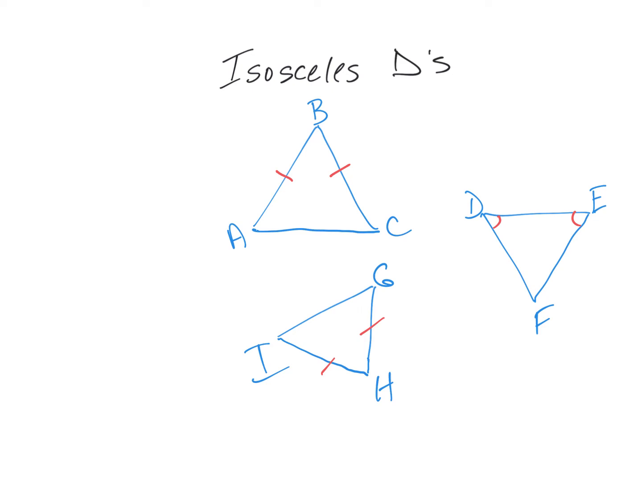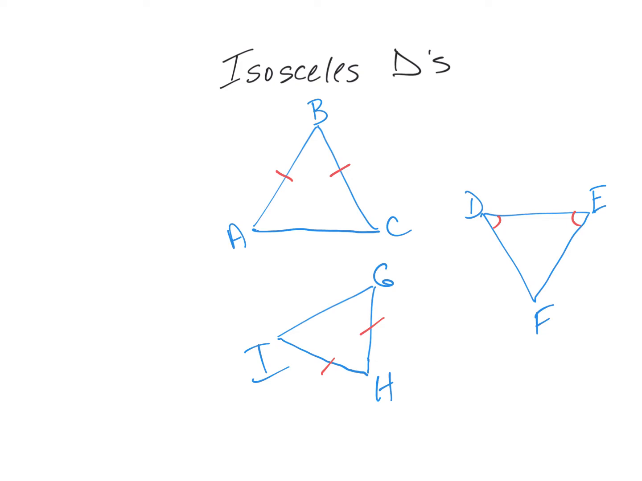So we know isosceles triangles have two equal sides. They also have two equal angles. And the thing that you need to figure out is, if they give you the sides, what angles are equal, and if they give you the angles, what sides are equal, okay?